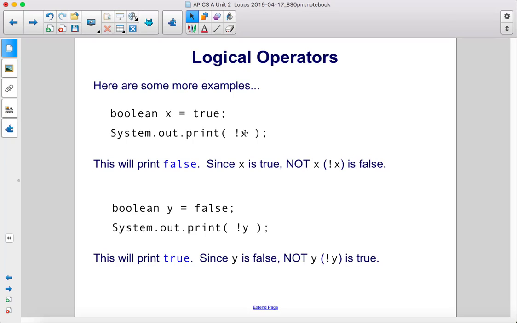This will print false. Since x is true, not x is false. Down here, this will print true. Since y is false, not y is true.